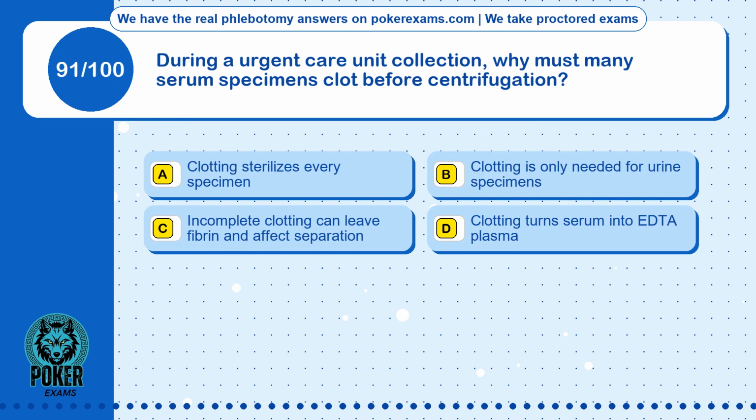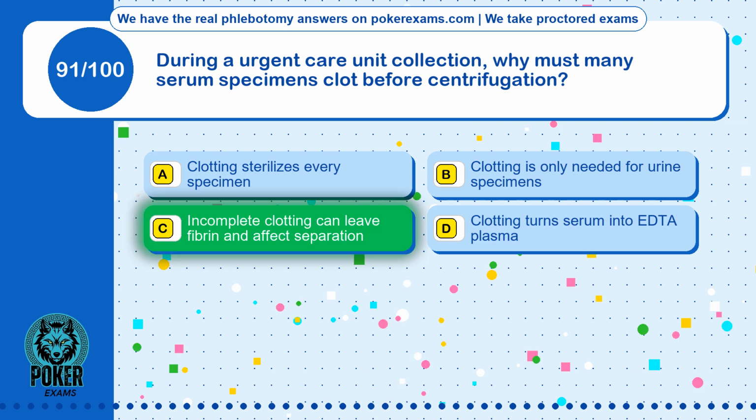Question 91. During an urgent care unit collection, why must many serum specimens clot before centrifugation? Option A, clotting sterilizes every specimen. Option B, clotting is only needed for urine specimens. Option C, incomplete clotting can leave fibrin and affect separation. Option D, clotting turns serum into EDTA plasma.